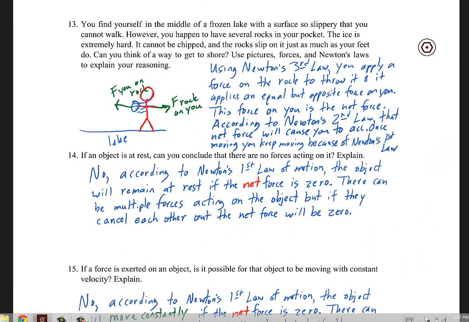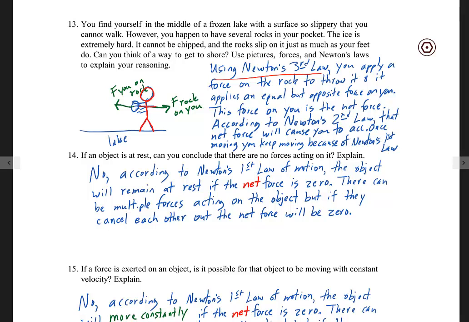So looking at our second page, we have a couple questions to go through. I think the explanations here hopefully are going to help. So you find yourself in the middle of the frozen lake, right? What are you going to do? Well, using Newton's third law, we know that for every force there's an equal and opposite reaction force.